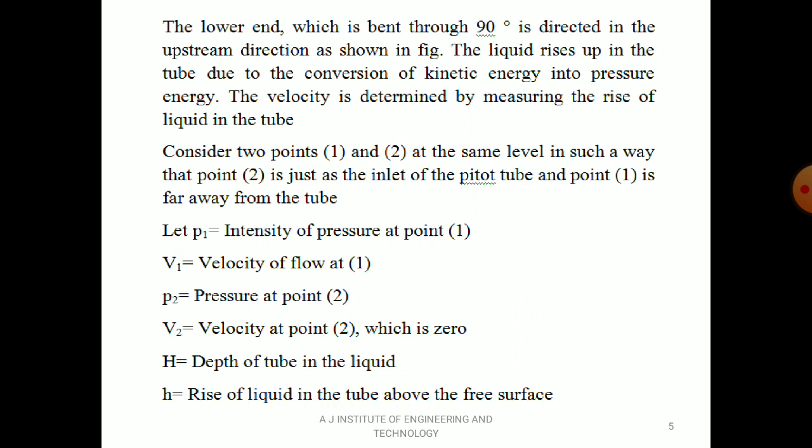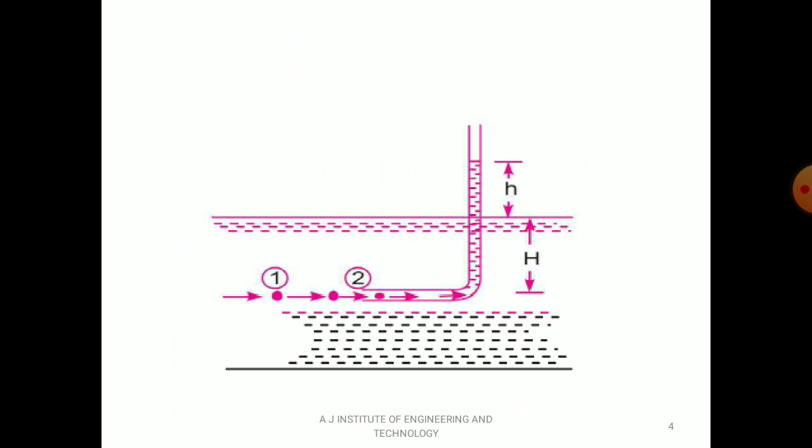The lower end, which is bent through 90 degrees, is directed in the upstream direction as shown in the figure. The liquid rises up in the tube due to conversion of kinetic energy into pressure energy. The velocity is determined by measuring the rise of liquid in the tube. When kinetic energy becomes zero, pressure energy increases, and as a result the liquid rises in the pitot tube. You can see the rise of liquid, that is by amount small letter h above the free surface.